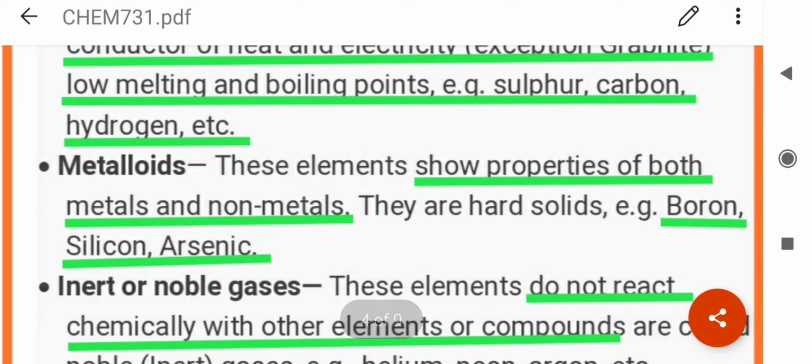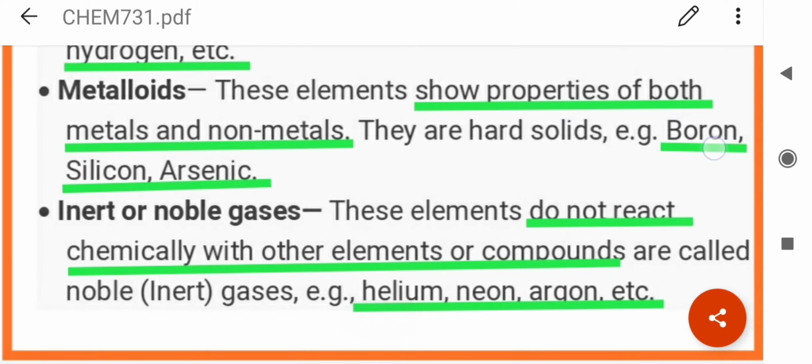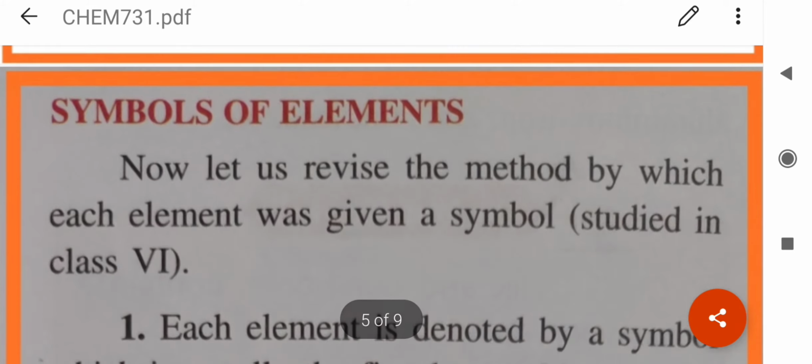And then metalloids. These elements show properties of both metals and non-metals. They are hard solids. Example, boron, silicon, arsenic, etc. Inert or noble gases. These elements do not react chemically with other elements or compounds. For example, helium, neon, argon, krypton, xenon and radon.